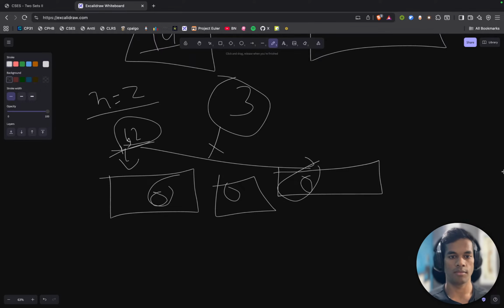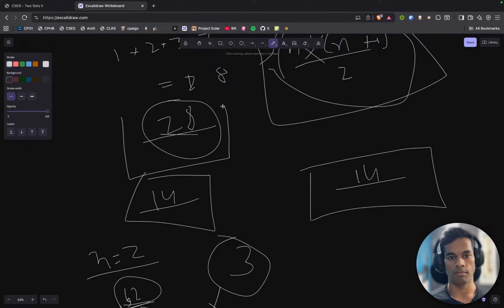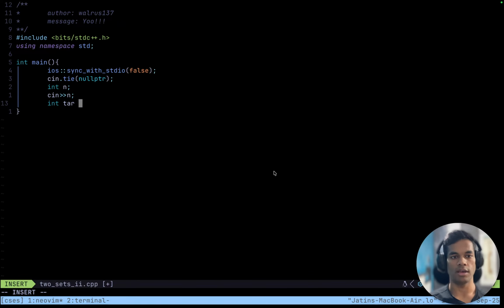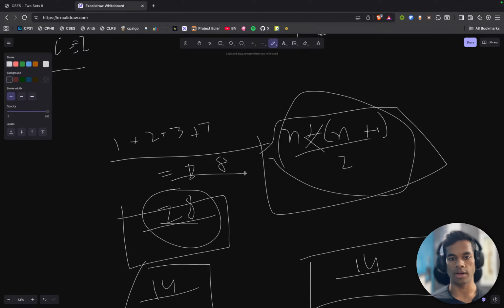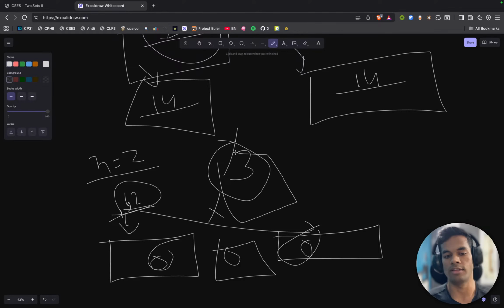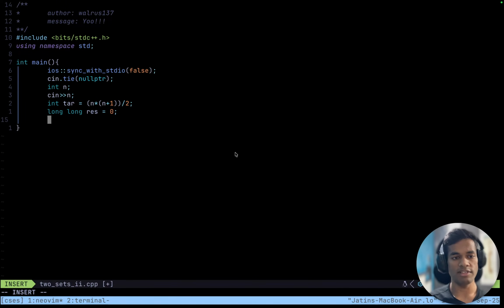So that is it. Here, when we take n, we will first get this sum, the sum of the first n numbers, which we will call tar, and it is going to be n into n plus 1 divided by 2. And let's also say long, rest is going to be our answer. Now, if this tar is even, only then can we divide this into two different sets. And if it is odd, then we cannot divide it equally into two different sets. So we will check if it is even or not.